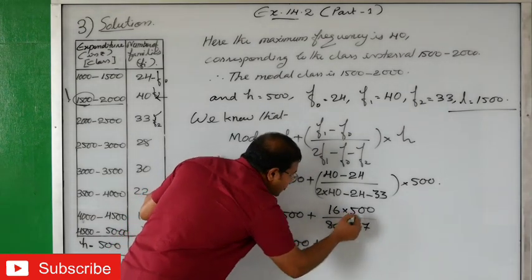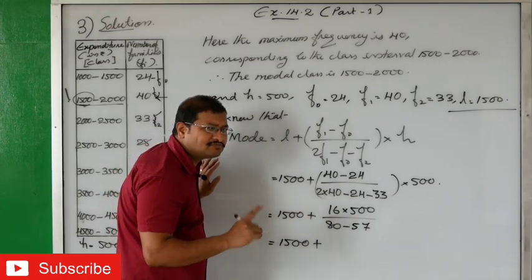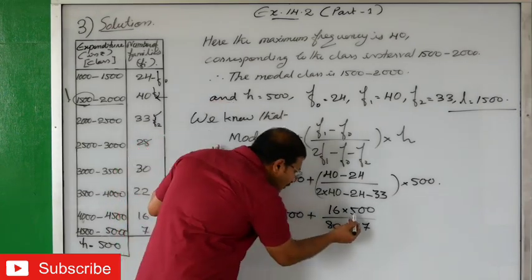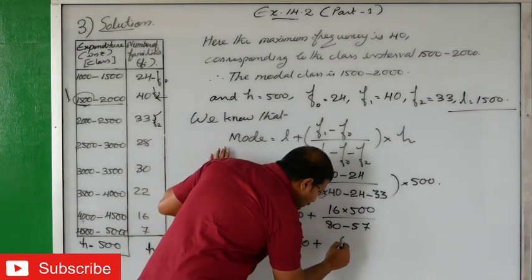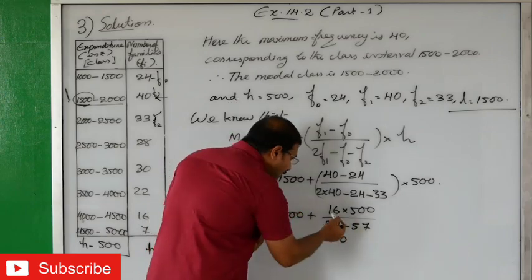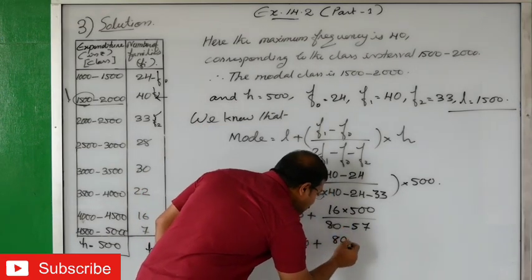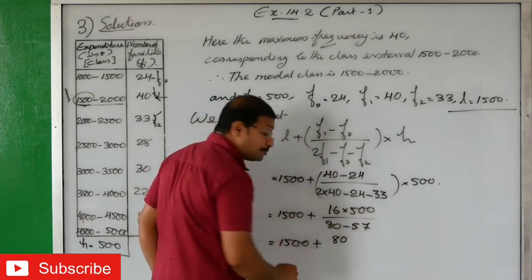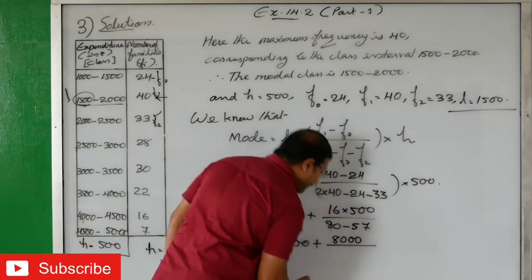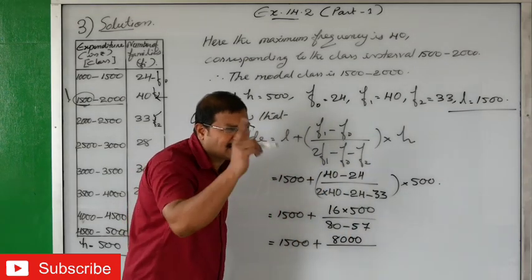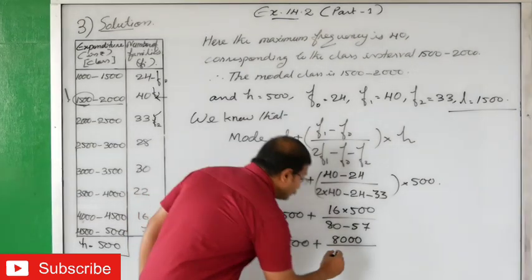This equals 1500 plus 16 into 500, which means 16 5s are. If you have a doubt, you will multiply; otherwise 5 6s are 30, isn't it? So 0, 3 in hand. 5 1s are 5 plus 3, 8. That means 16 5s are 80, and 2 more zeros because of 500. So we got 8000 divided by 80 minus 57. See, 80 minus 57, how much did you get? Subtract it, so 23.